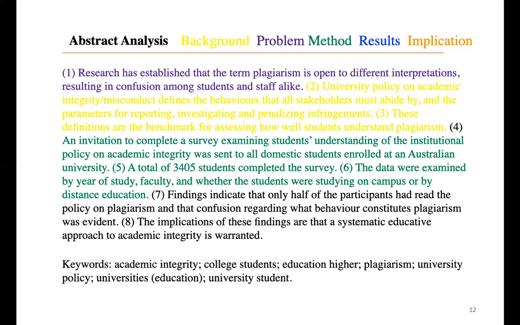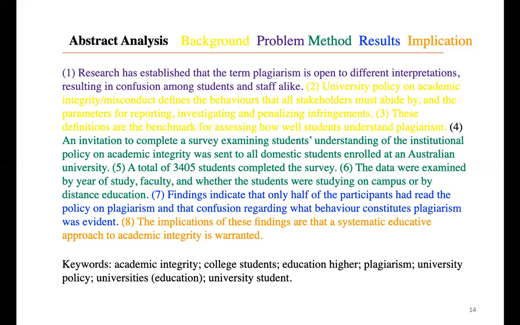Now let's look at sentence 7. Findings indicate that only half of the participants had read the policy on plagiarism, and that the confusion regarding what behavior constitutes plagiarism was evident. So this sentence, it's easy to judge, right? The findings. So it indicates the results. And the last sentence: the implications of these findings are that a systematic, educative approach to academic integrity is warranted. So see, the last sentence tells us the implication, right?